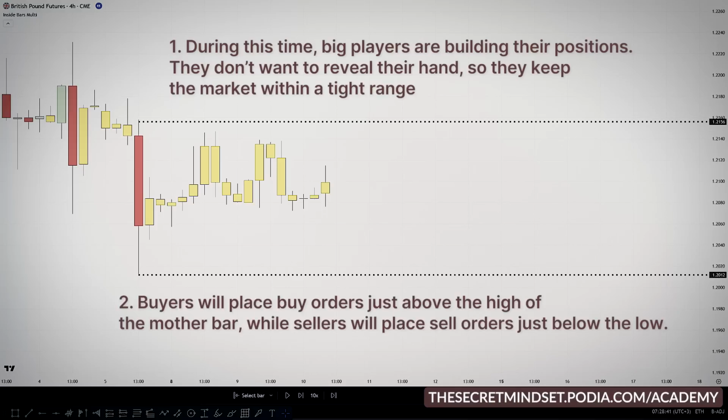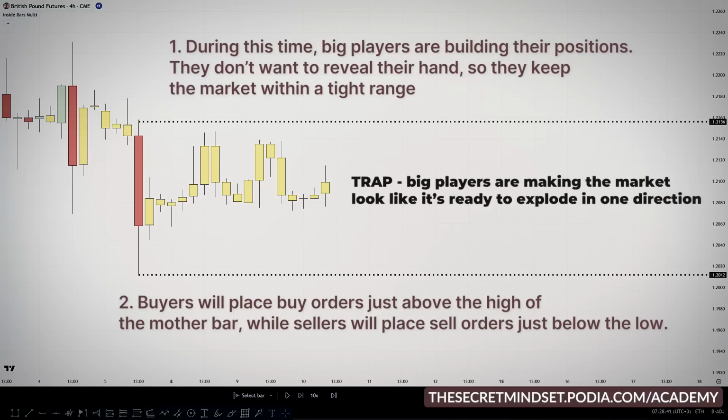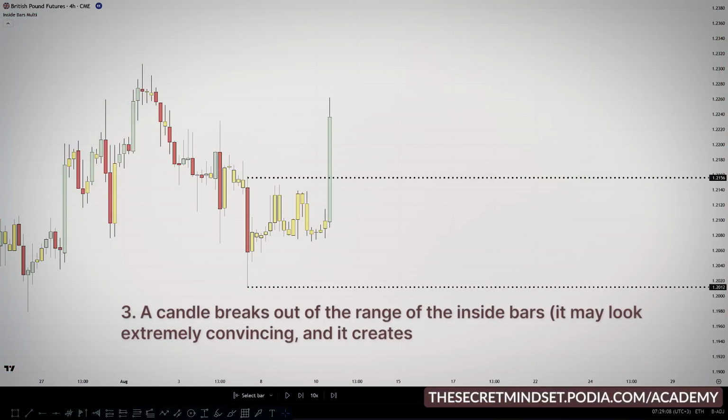A lot of retail traders start placing orders just outside the range of the inside bars. Buyers will place buy orders just above the high of the inside bar, while sellers will place sell orders just below the low. This is exactly what big players want. They are setting a trap by making the market look like it's ready to explode in one direction. Then the breakout happens. A candle breaks out of the range of the inside bars. This breakout candle may look extremely convincing. It's big, fast, and it creates a sense of urgency.